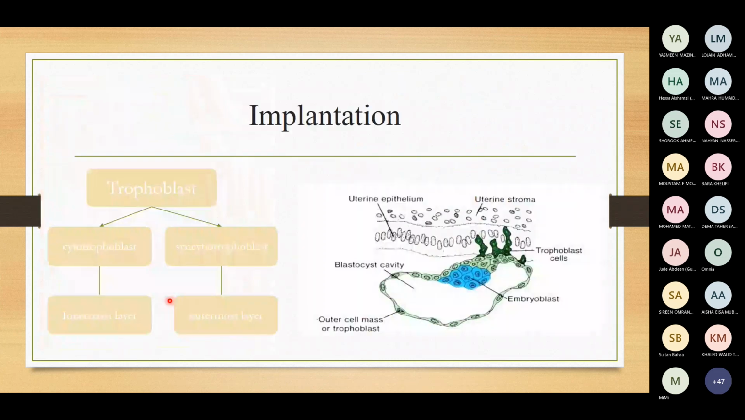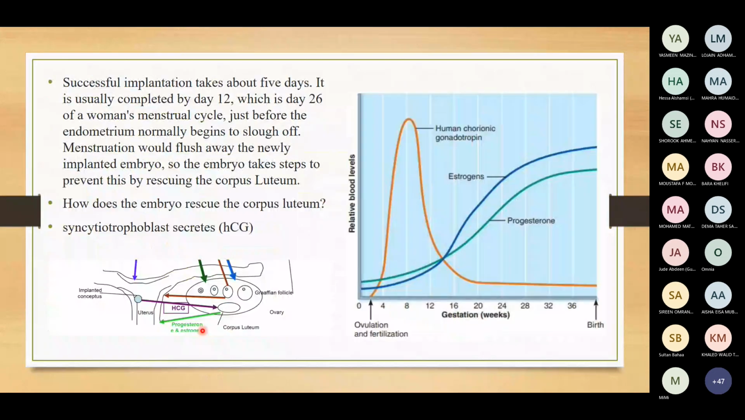So this is the first division. We have the cytotrophoblasts. We are going to form these two layers, okay? If you guys have any questions, you can just stop me, okay? Now, the successful implantation takes about 5 days, okay?